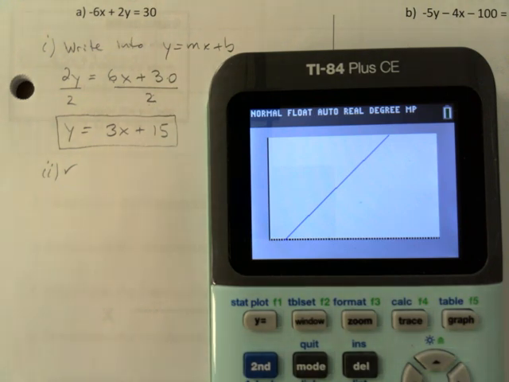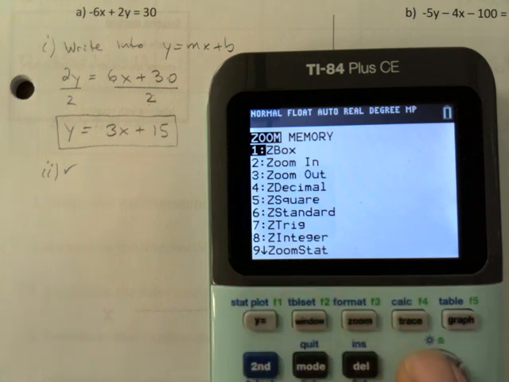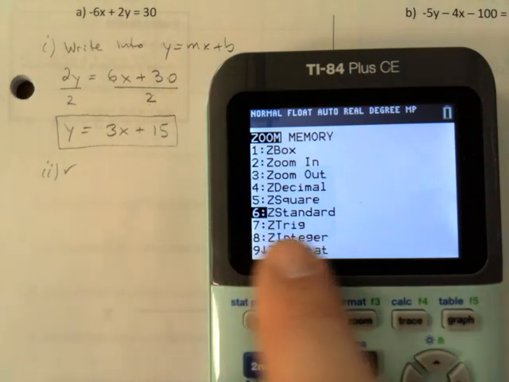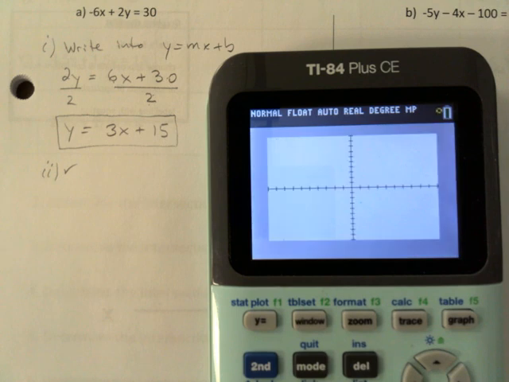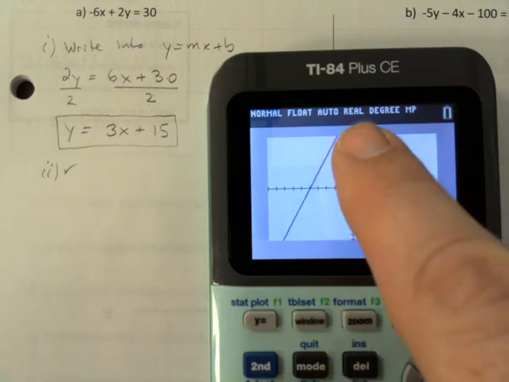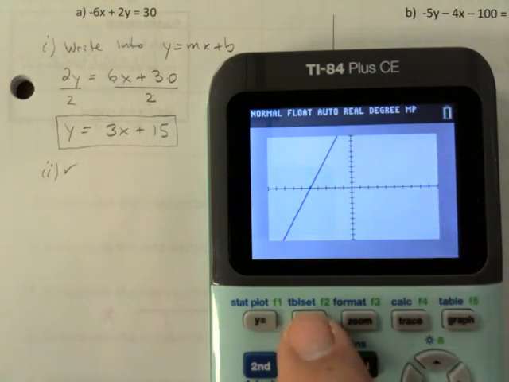So I'm just going to try zoom standard, this one, the 6th one. Let's all do it maybe, so we're all seeing the same thing. This is a standard window. In this case, I have my x-intercept. I still want to see the y-intercept.